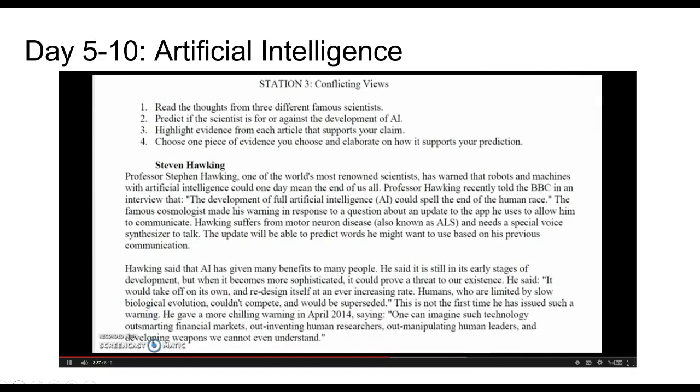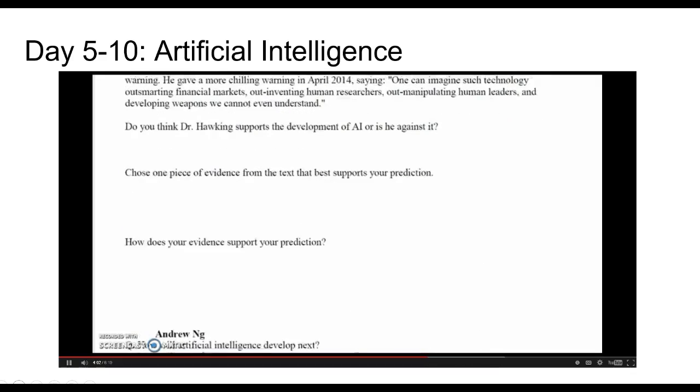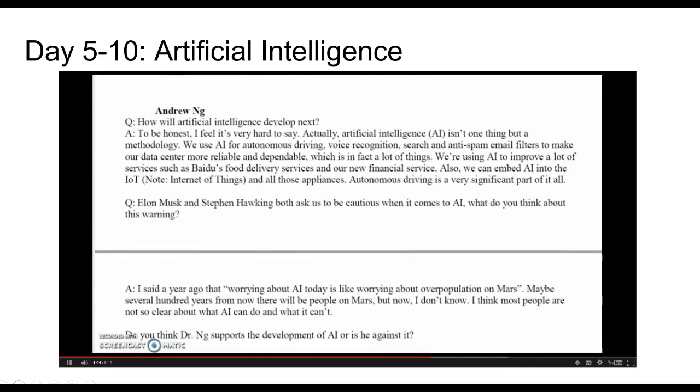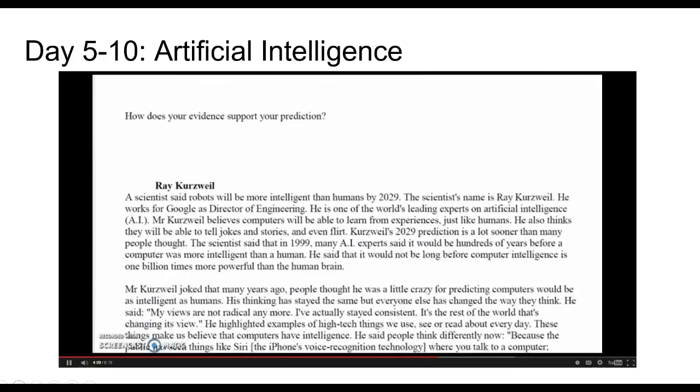The third station shows conflicting views from major scientists in the field of artificial intelligence. There are some scientists who are completely for the development of artificial intelligence, and there are some scientists who think that we should maybe slow down a little bit, and there are other scientists who think we should shut it down completely. So this will give the students a good idea that there are different opinions on this, even with the leaders in the field. During this time, what they should be looking for is evidence that supports their views.